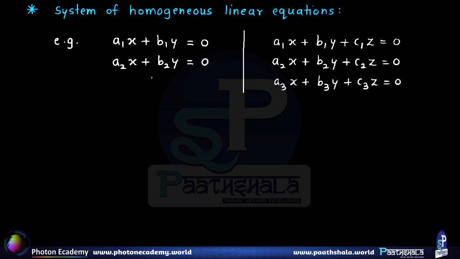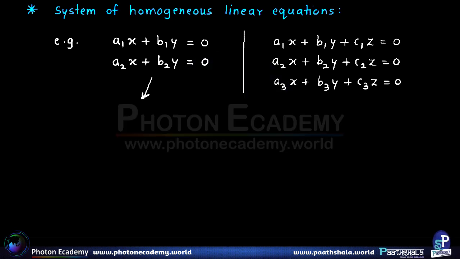Now let us concentrate on the first set, and we can extend the analogy similarly to the other set also. Now let us look closely at these two equations. Since the constant term is 0 in both, we can readily see that if we put x equal to 0 and y equal to 0 in the two equations, they will always satisfy the two equations because the right hand side will be obtained as 0.